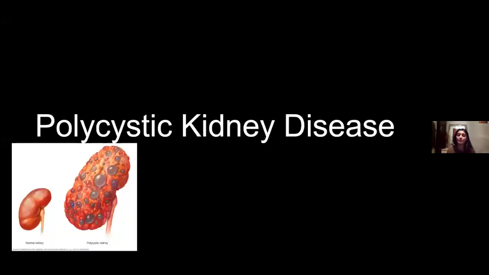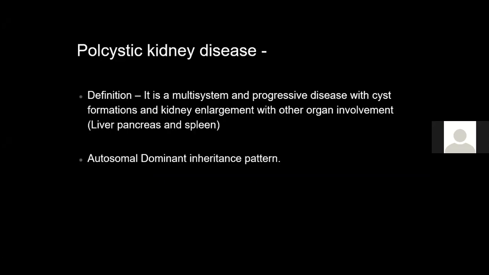So then if we take a break from all this syndrome and we forget about it now, let's move on to our third discussion, which is polycystic kidney disease. Now, there's a lot more to this condition than I have written about because there's a few different types, but I've just spoken about autosomal dominant polycystic kidney disease. So this is a multisystemic and progressive disease that leads to cyst formations. The cysts then lead to kidney enlargement, and other organs can be involved, other organs being liver, pancreas, and spleen.